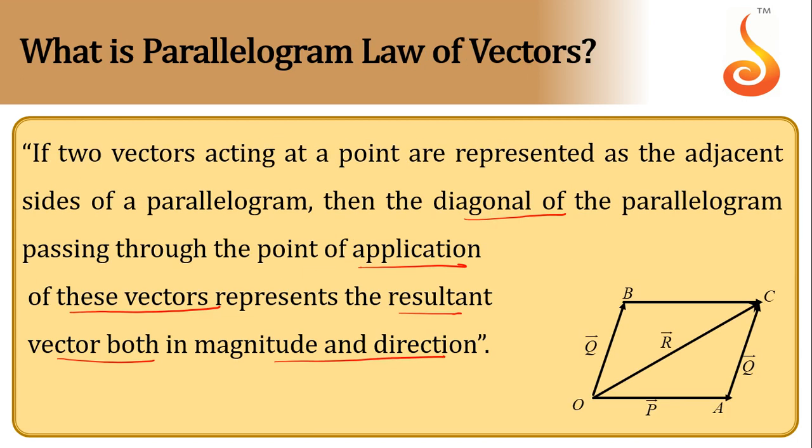Suppose I consider this. There are two vectors. This vector is P and this vector is Q. We have represented them as the adjacent sides of a parallelogram. Now, let us complete the parallelogram. This is the diagonal which starts from the common meeting point. This gives us the resultant vector. This gives us the resultant of P and Q. So we can say R is equal to P plus Q.